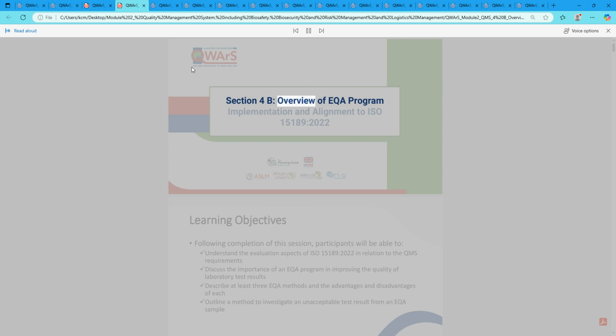Section 4B, Overview of EQA Program Implementation and Alignment to ISO 15189:2022. Learning Objectives. Following completion of this session, participants will be able to understand the evaluation aspects of ISO 15189:2022 in relation to the QMS requirements, discuss the importance of an EQA program in improving the quality of laboratory test results, describe at least 3 EQA methods and the advantages and disadvantages of each, outline a method to investigate an unacceptable test result from an EQA sample.